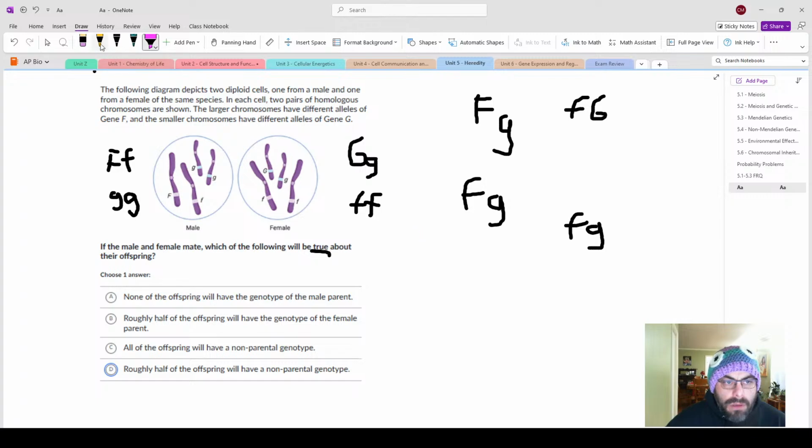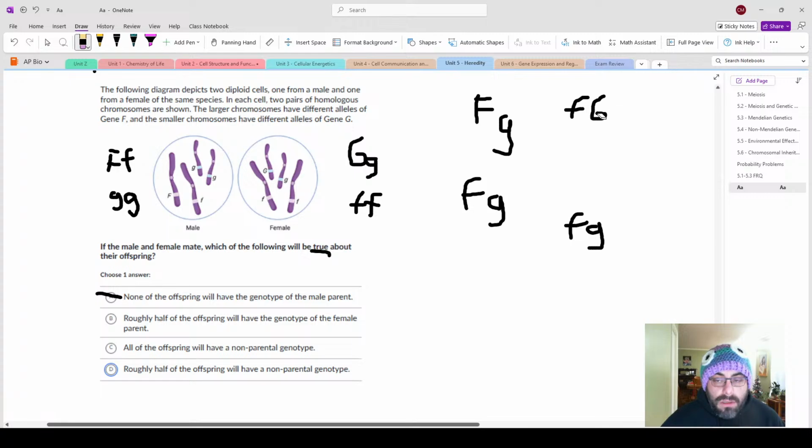So if these 2 happen to fertilize, well, let's say these 2. If these 2 happen to fertilize, then that is going to match the parent's offspring. And that is wrong. Roughly half of the offspring will have the genotype of the female parent. So we can evaluate that. What is the genotype of the female parent? Big G, little g, little f, little f. What is going to be the probability of big G, little g? It is going to be 50%, right?